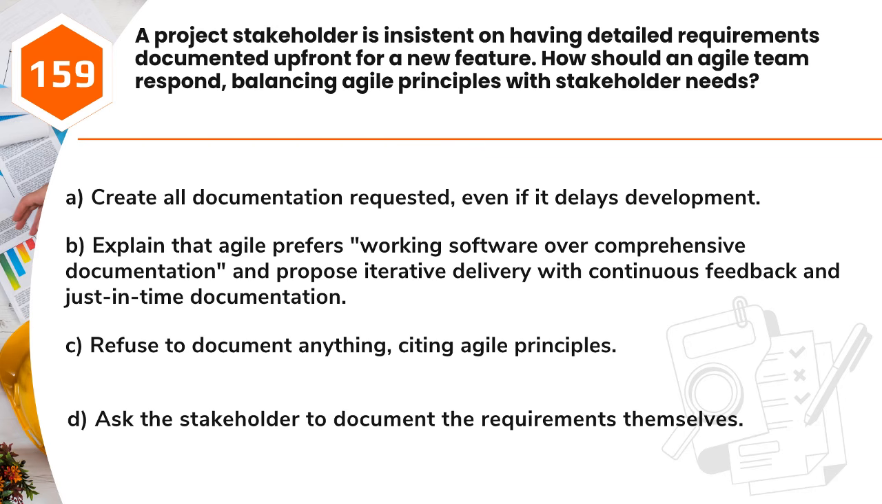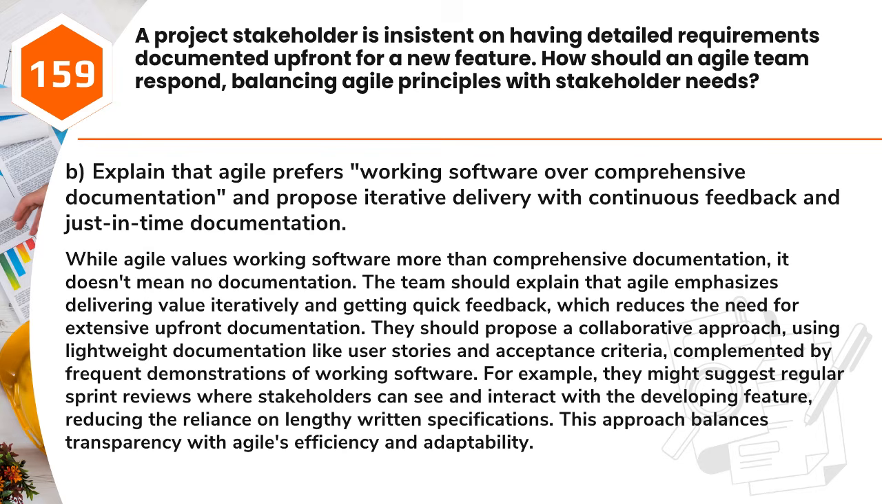Question 159. A project stakeholder is insistent on having detailed requirements documented up front for a new feature. How should an Agile team respond, balancing Agile principles with stakeholder needs? A. Create all documentation requested, even if it delays development. B. Explain that Agile prefers working software over comprehensive documentation, and propose iterative delivery with continuous feedback and just-in-time documentation. C. Refuse to document anything, citing Agile principles. D. Ask the stakeholder to document the requirements themselves.